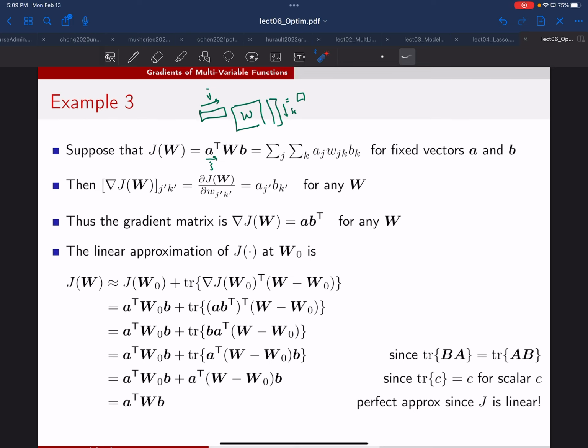Now that we have it in terms of summations, it's very straightforward to see what the gradient is. Well, we know that if I look at the j' row and k' column of the gradient, that's nothing more than dJ/dW_j'k'. I'm using primes just to make sure we're not confusing the variables here with the variables we're using in the sums. So how do we do this? Well, that's easy. That's just scalar calculus, right? What is the gradient of this with respect to W_j'k'? It's just A_j' B_k'.